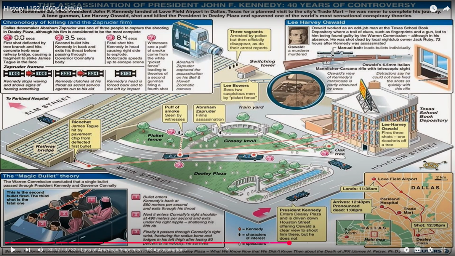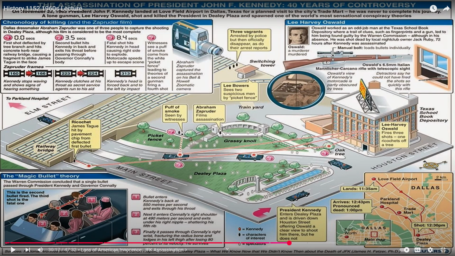Witnesses claim that there were irregularities with this shooting. Some claim that they saw puffs of smoke further along, more at the time that the third bullet was fired. Others claim that there were people that were arrested whose arrest records then disappeared. The official story was that a man named Lee Harvey Oswald, who was in the Texas School Book Depository, fired all 3 of these shots using an Italian bolt-action rifle.